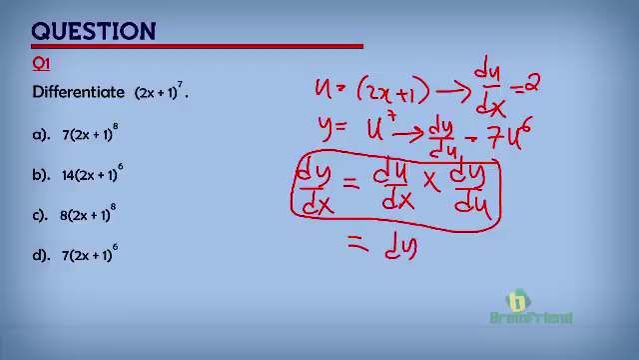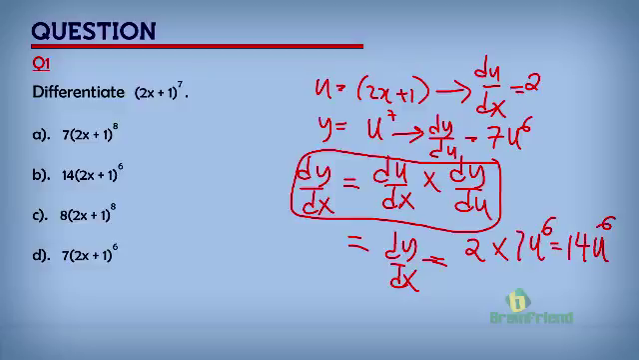So let's go. dy dx would be what? du dx, which is 2, times dy du, which is what? 7u raised to the power 6. And of course, this is what? 14u raised to the power 6.